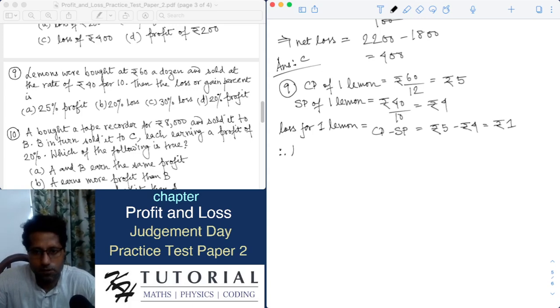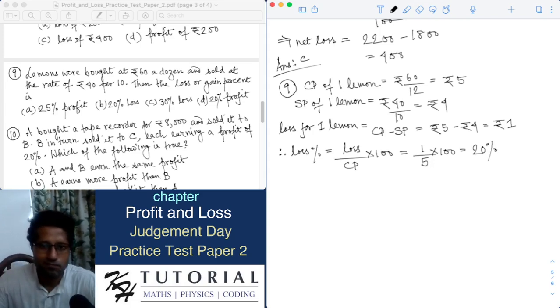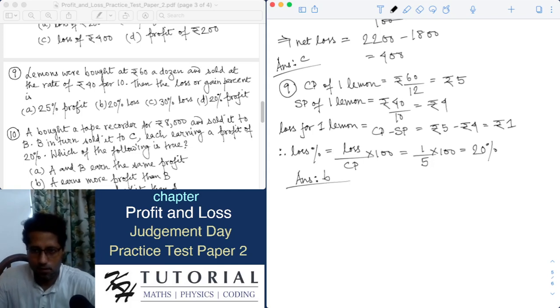Therefore, loss percent is equal to loss divided by CP multiplied by 100. The loss is 1 rupee, CP is 5, multiplied by 100. This is 20%. There is a loss of 20%. So the answer is choice B. Choice B is the answer. Okay, let's do question number 10.